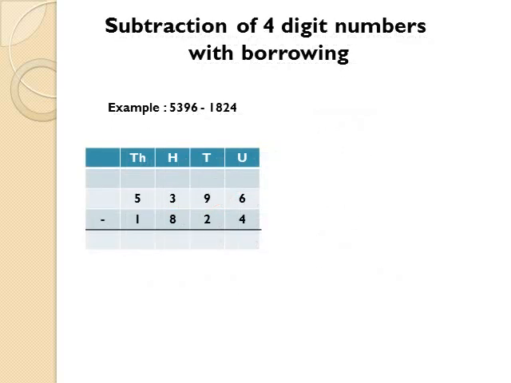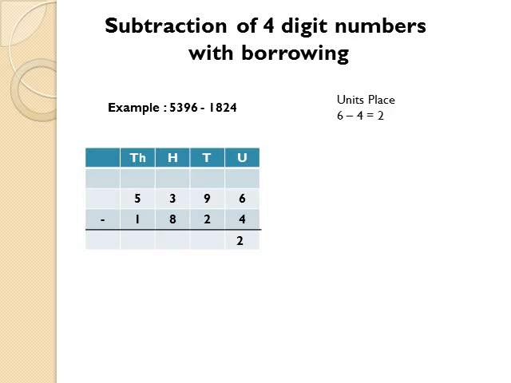Study the example subtraction of 4-digit numbers with borrowing. 5396 minus 1824. Arrange the digits in place value chart and start from units place. See the digits in units place. 6 minus 4 is equal to 2. So write 2 in units place.